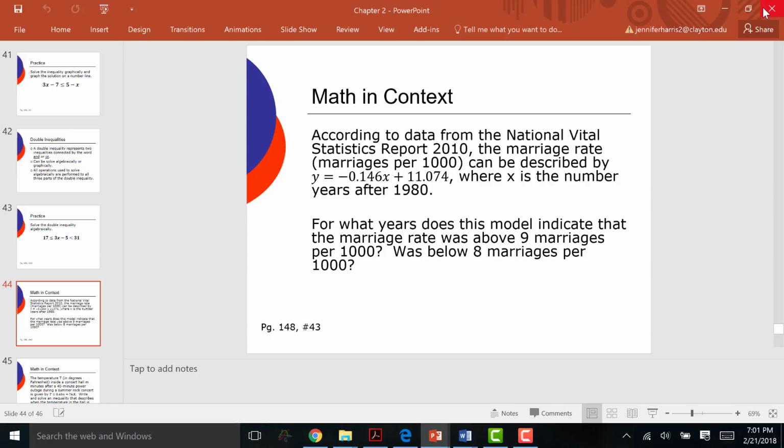Now I'm just going to solve and get x by itself. So what should I do first? Subtract 11.074 from both sides. This cancels out. I end up with negative 0.146x is greater than negative 2.074. Y'all check my math. And I should have an x here.